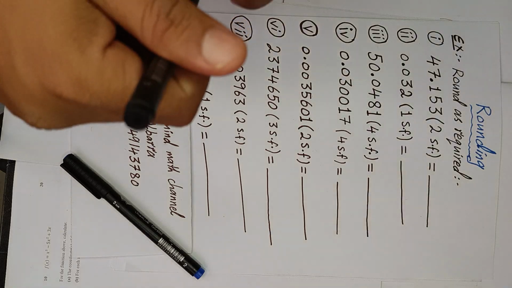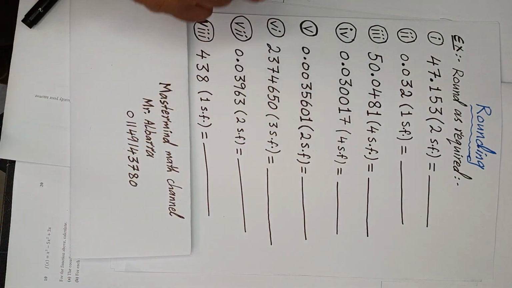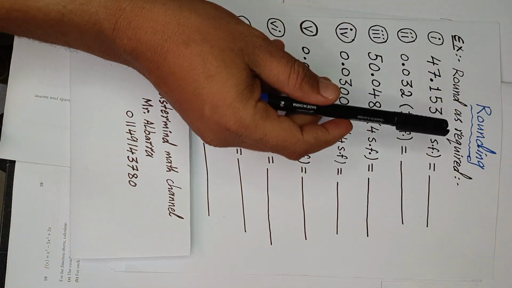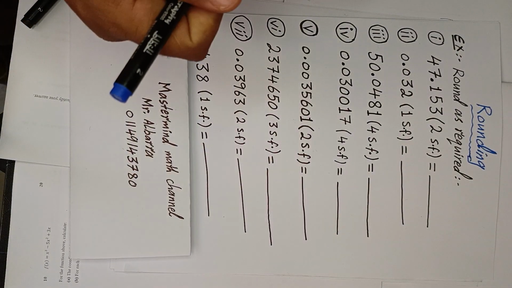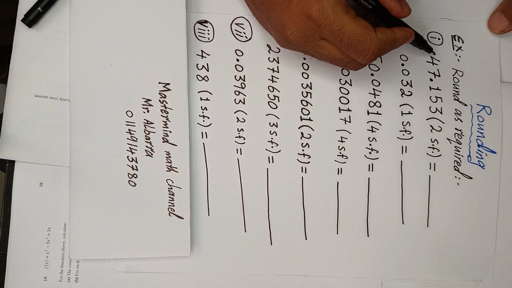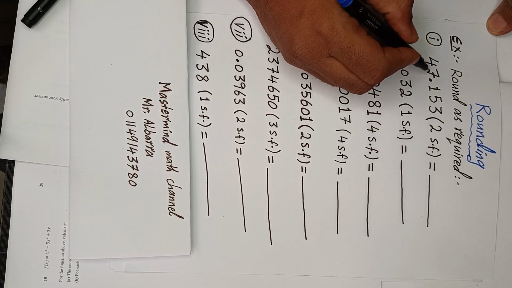The question is: round as required. Number one, 47.153 to two significant figures. You have to count from left to right. 4 is the first significant figure and 7 is the second significant figure.